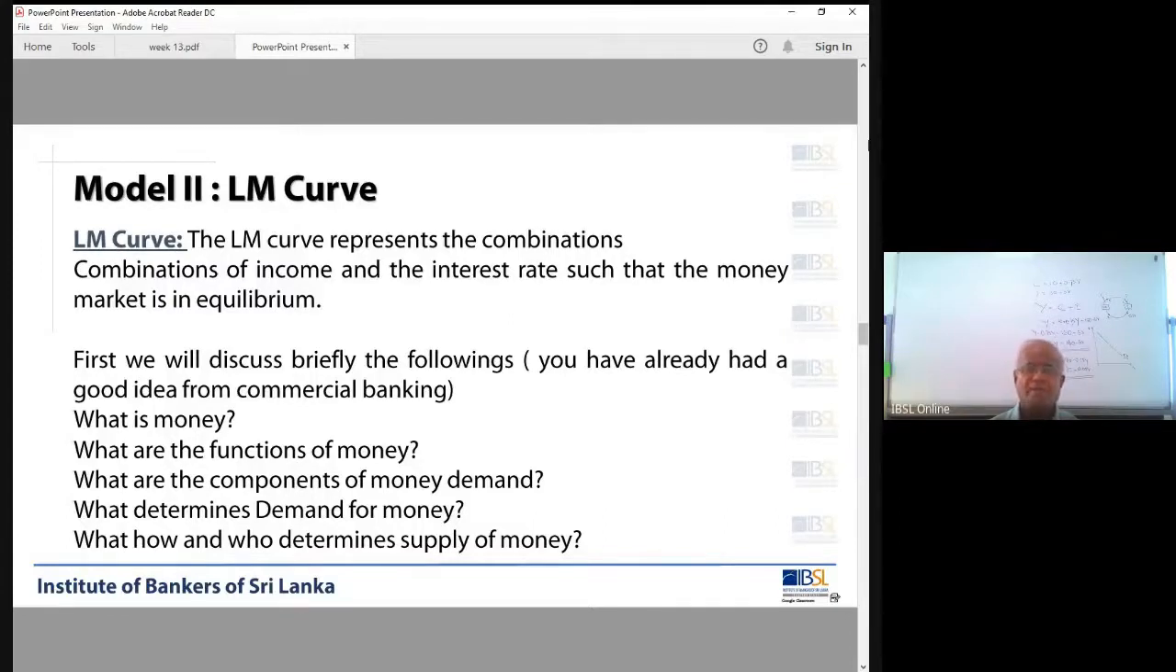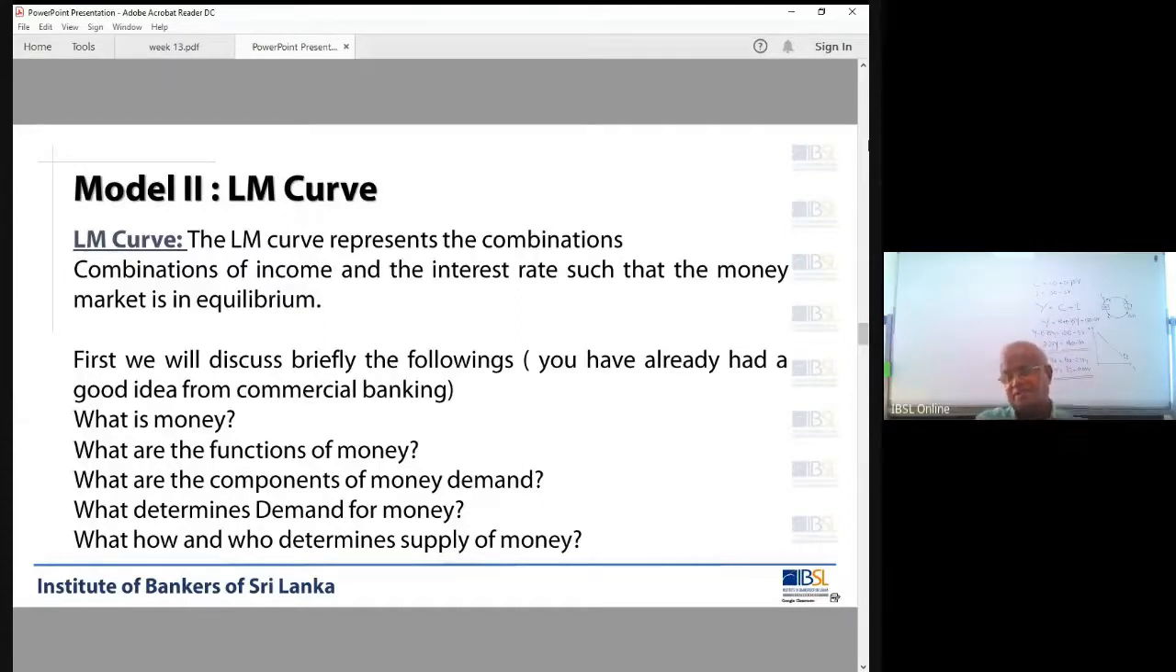Demand for money, as I said, depends on the interest rate. Why is that? The interest rate is the opportunity cost of money. Therefore, demand for money is negatively related to the interest rate. At the same time, demand for money, whether transaction, precautionary or speculative, on average depends on your income.